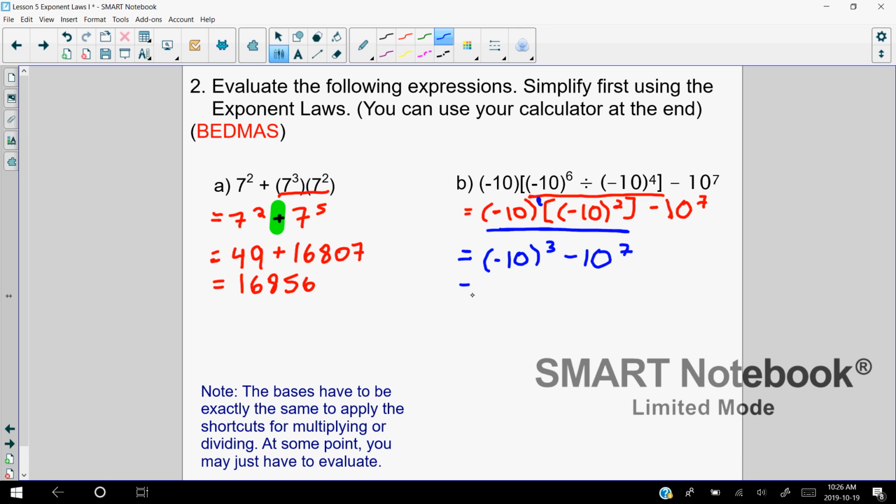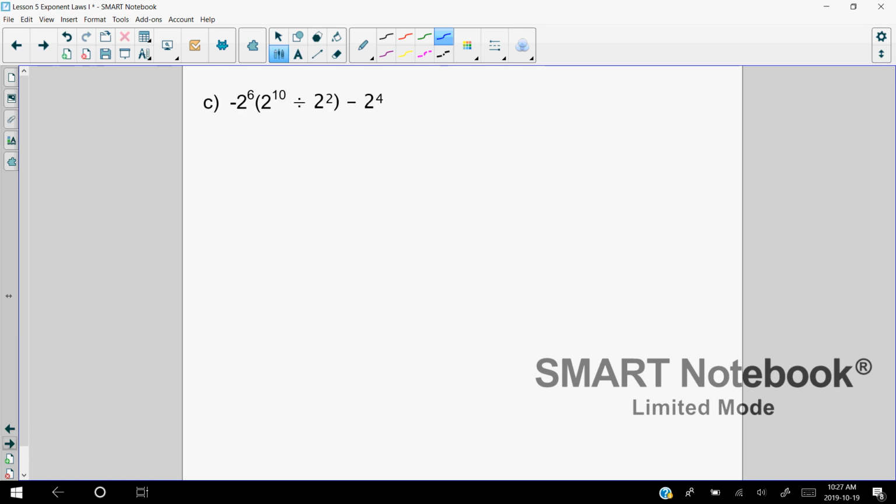So at this point, I'm finished with exponent laws, and I need to solve. So negative 10 to the power of 3 minus 10 to the power of 7. My answer is going to be negative 1, 0, 0, 0, 1, 0, 0, 0. Oh, that's a big number. Negative 10,001,000. All right, last one here to try on your own, and then we can do some practice.